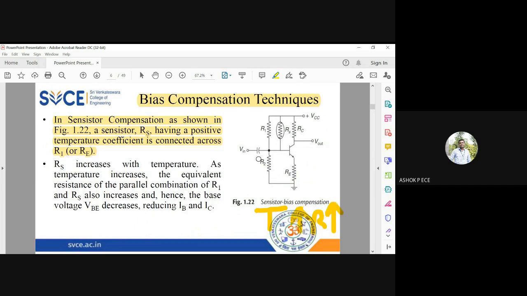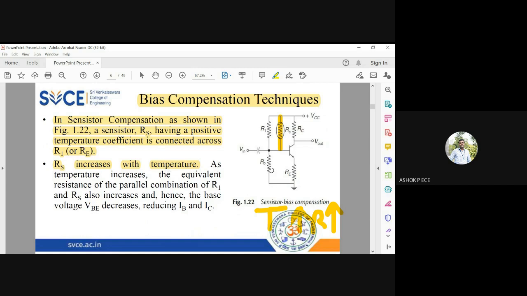And since I connected the thermistor across R2, I'll be connecting the sensistor across R1. So RS is connected across R1, parallel to R1, between VCC and base. Okay, so you know that in a sensistor, the resistance will increase with temperature. So it is a positive temperature coefficient device.